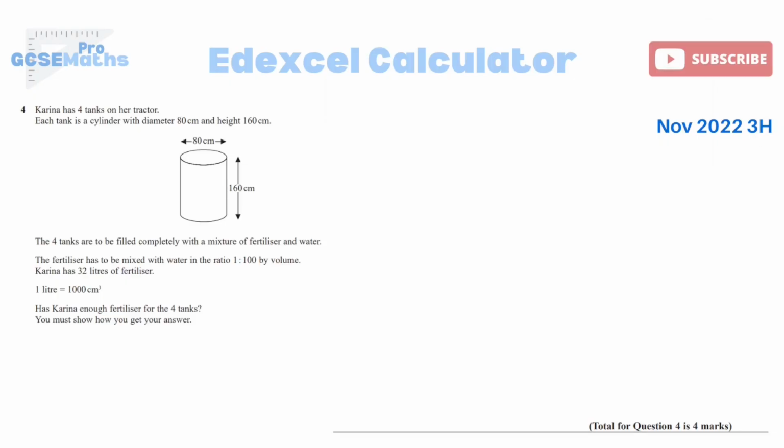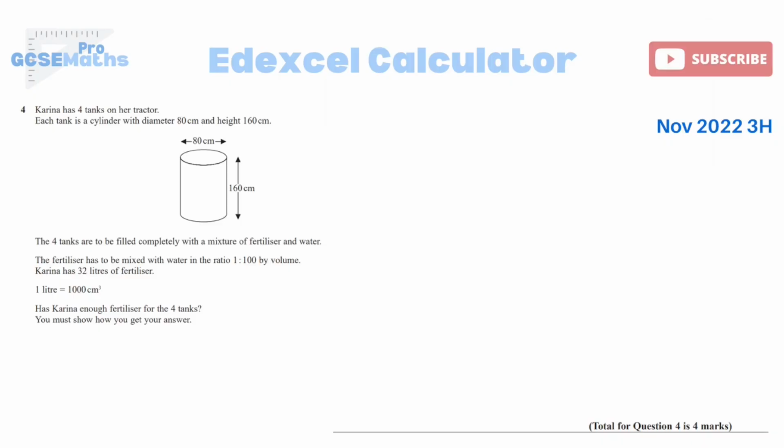So question 4, Karina has 4 tanks on her tractor. Each tank is a cylinder with diameter 80 centimetres and height 160 centimetres. The 4 tanks are to be filled completely with a mixture of fertilizer and water. The fertilizer has to be mixed with water in the ratio 1:100 by volume. Karina has 32 litres of fertilizer. They've then given you the conversion that 1 litre is 1,000 centimetres cubed.